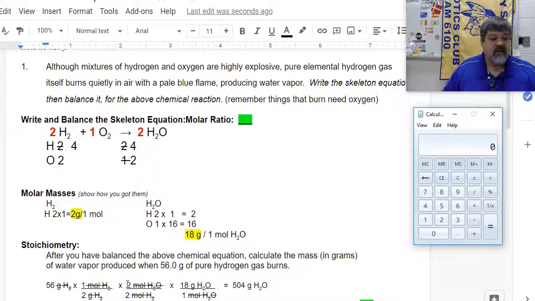But I always like to double check this, and we know that if I have ones, I don't have to worry about ones, and plus I have a 2 over 2, I don't have to worry about these sets of 2. So we're just going to go 56 divided by 2 times 18, and let's see what that is. Okay, so 56 divided by 2 times 18 equals 504.